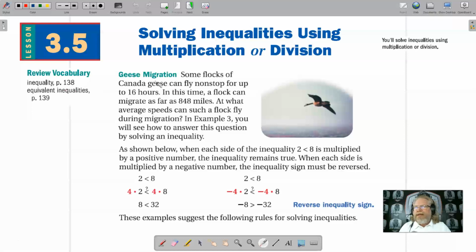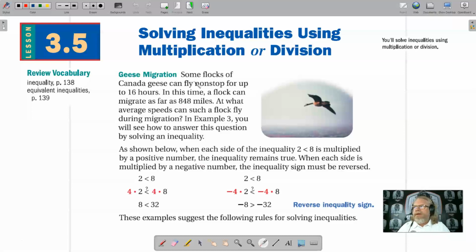So in the last lesson, Lesson 4 of Chapter 3, we were solving inequalities using addition or subtraction. And we found that solving inequalities was a lot like solving equalities. We're just dealing with a different sign, right? These greater than, less than, greater than or equal to, or less than or equal to signs. So now we're going to see how solving inequalities with multiplication and division is similar to solving equations that use multiplication or division. And is there any difference?